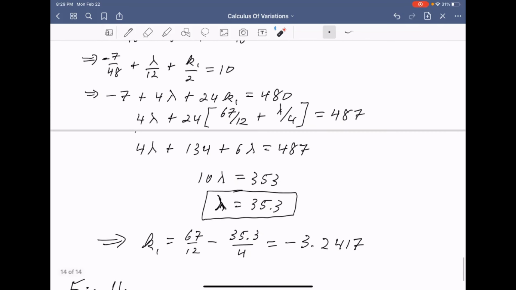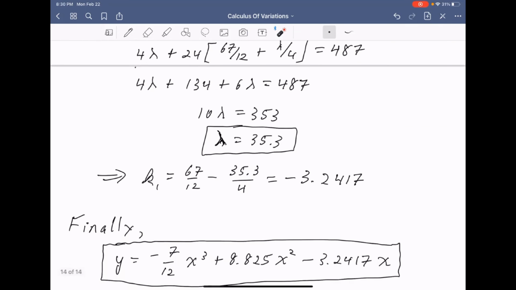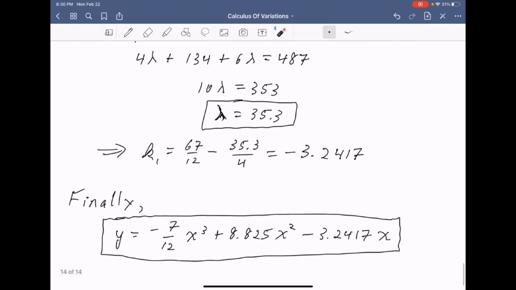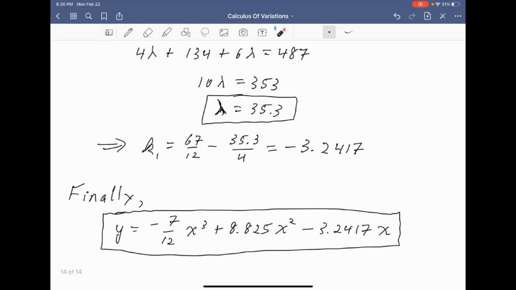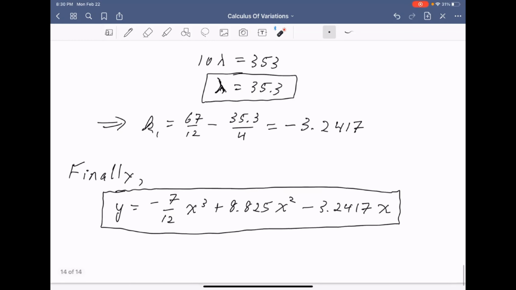And now all we do is we solve for lambda. We get 10 lambda is 353, so lambda is 35.3. So then k1 is equal to 67 over 12 minus 35.3 over 4, and that turns out to be minus 3.2417. So finally we can fill in the y, and we get minus 7 over 12 x cubed plus 8.825 x squared minus 3.2417 x.